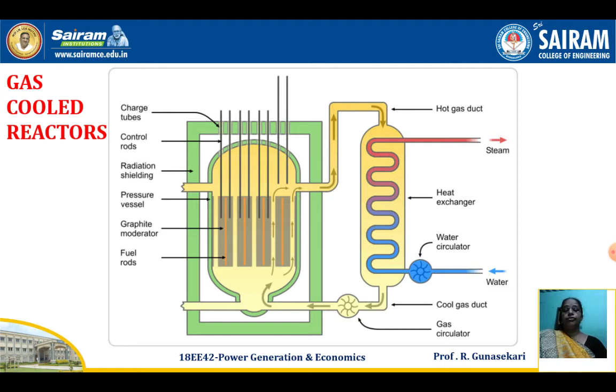The ash colored 4 vertical lines are nothing but the graphite moderator. That is, the thick ash colored 4 vertical bars are the graphite moderator.